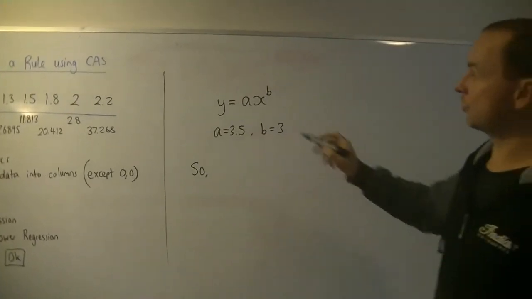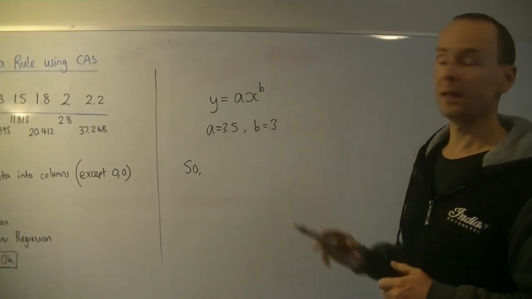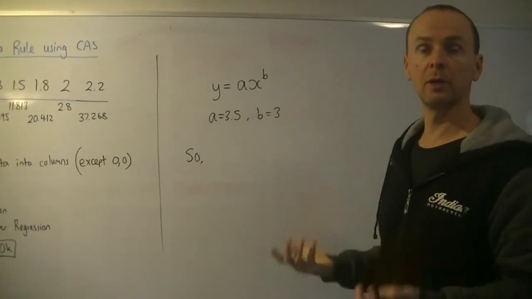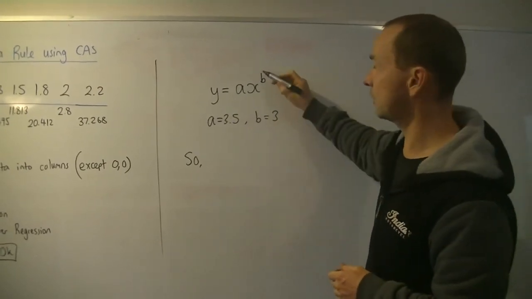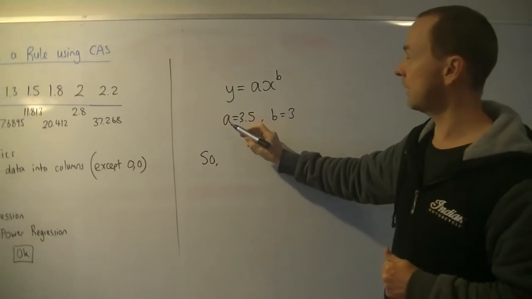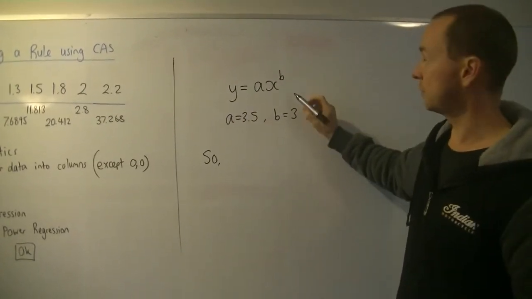Type that in, and then this will pop up. It'll say y equals a x to the power of b. Now remember, we don't know what type of equation it is. It might be a straight line, or a parabola, or a cubic, and that's the value of b up there, in this case. It came up with that information. a is 3.5, which is there, and b is 3, which is up there, which means it's a cubic.